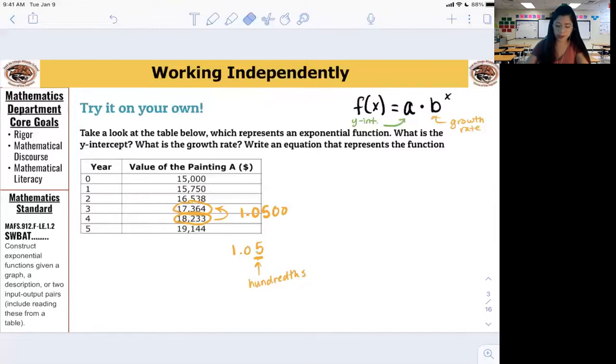And that's what we get the next time around, right? We also get 1.05 when you round to the nearest hundredths place. So if I continue that and keep doing it over and over again, I should be getting the exact same number each and every time, which means that my growth rate is 1.05.